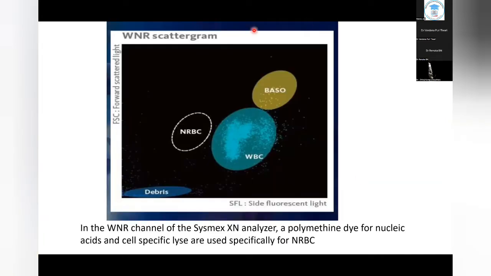If we look at the WNR scattergram, we have side fluorescence light on the x-axis and forward scatter on the y-axis. Here we have a predominant chunk of WBCs, here a chunk of nucleated RBCs comes, and on top we have basophils.